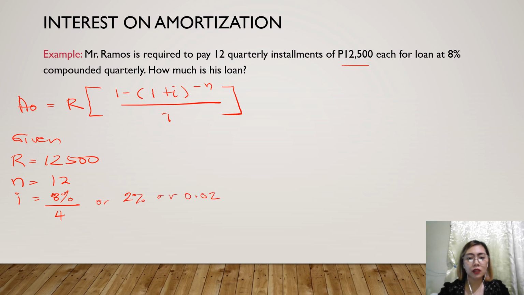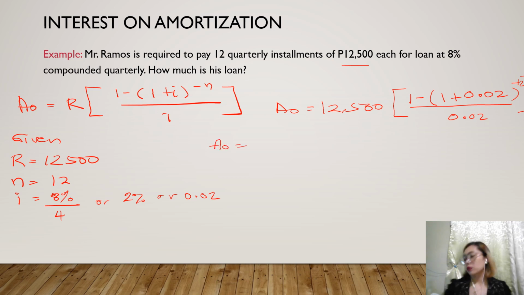Okay, then now, plug and play, A sub O is equal to 12,500 quantity 1 minus quantity 1 plus I, which is 0.02, all over I, 0.02, naka-raise tayo sa negative 12. Okay, hindi na lang magkasya yan. Then, compute na natin using calculator. Kung meron kayong calculator na kagaya ng sa calculator ko, pwede naman kung paano mo siya nakikita, ganun mo din siya ipa-plug sa iyong calculator.